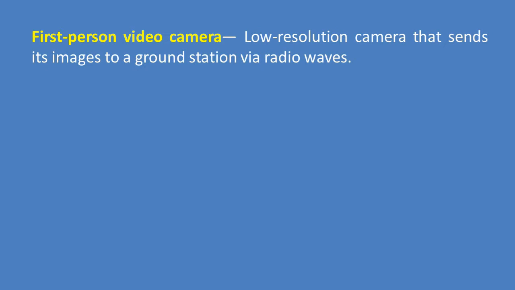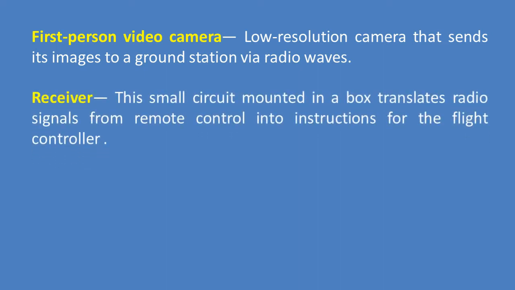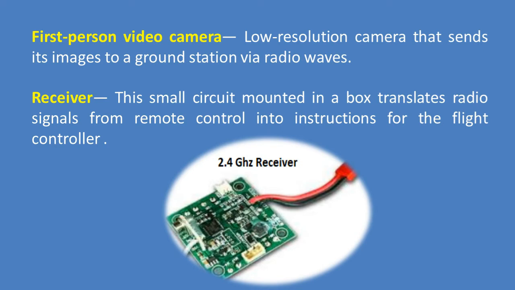First person video camera. Low resolution camera that sends its images to a ground station via radio waves. Receiver. This small circuit mounted in a box translates radio signals from remote control into instructions for the flight controller. The image shown here is a 2.4 GHz receiver used in drones.